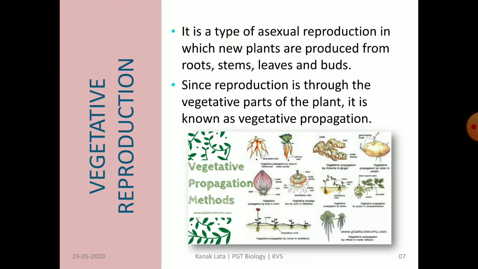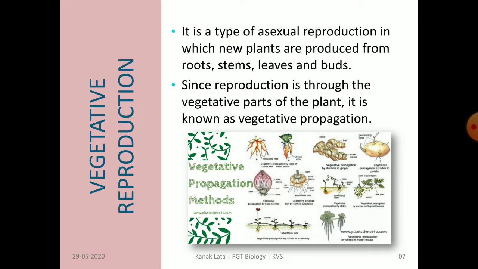Let us see about vegetative reproduction. Vegetative reproduction is a type of asexual reproduction in which new plants are obtained from vegetative parts. What are the vegetative parts? That is, roots, stems, leaves and buds. Vegetative reproduction is also called vegetative propagation, since in this case, vegetative parts are taking part in reproduction.